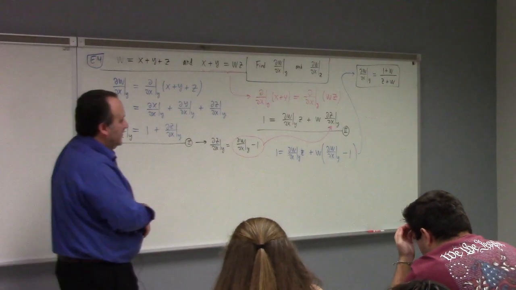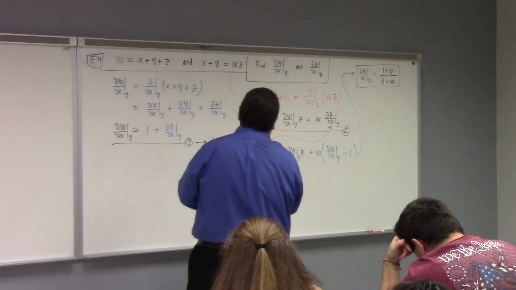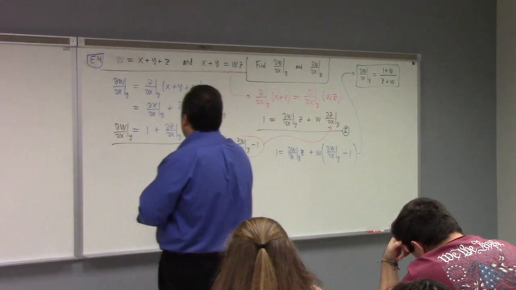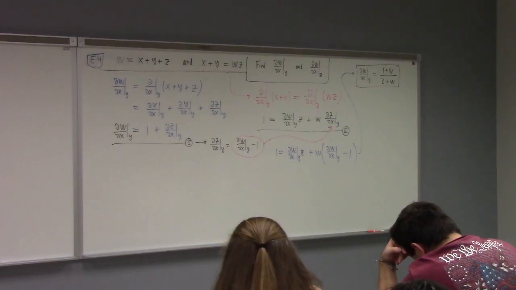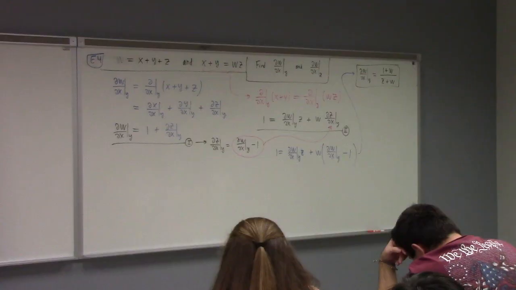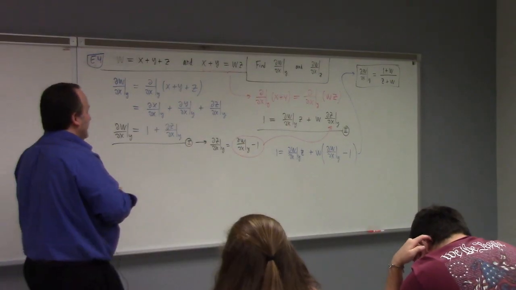So how would the other calculation go? I want to find partial w partial x holding z fixed. How would that calculation go? Would you guys want to start with this or that?